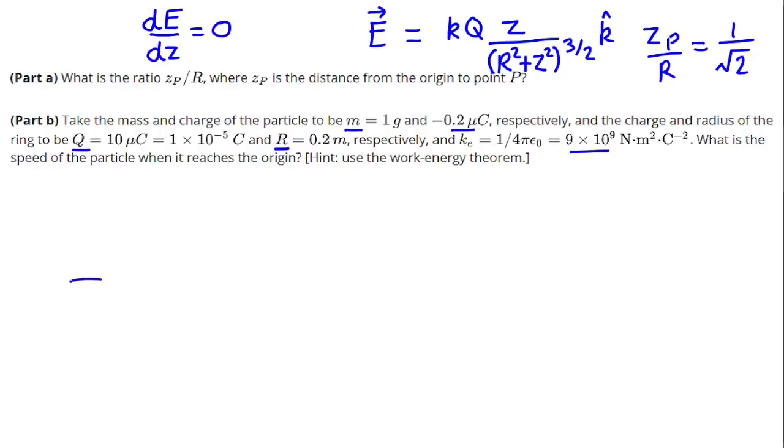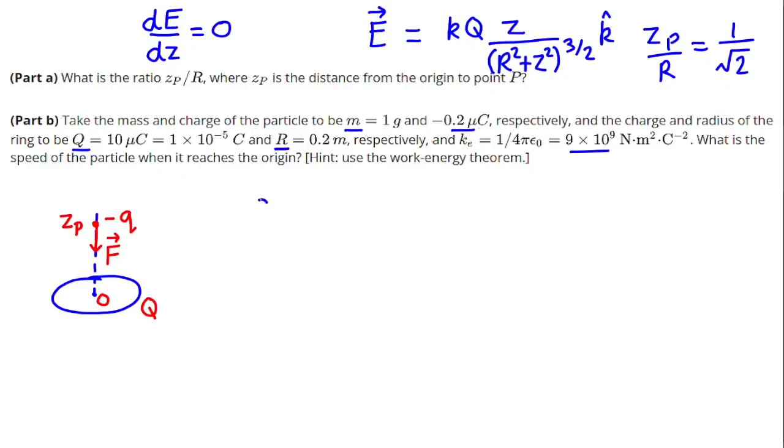So recall that we had the ring, and the particle was at some distance above the ring on the z-axis from the origin. Because the ring is positively charged and the particle is negatively charged, the particle moves against the direction of the electric field. So the electric force points downwards.